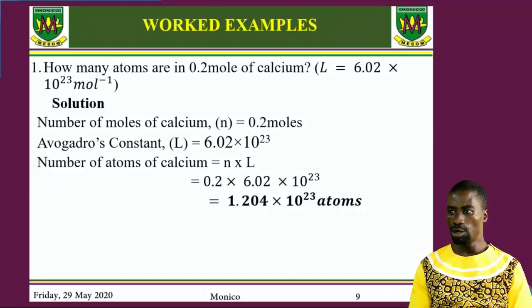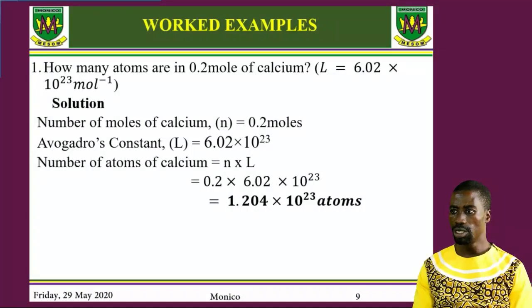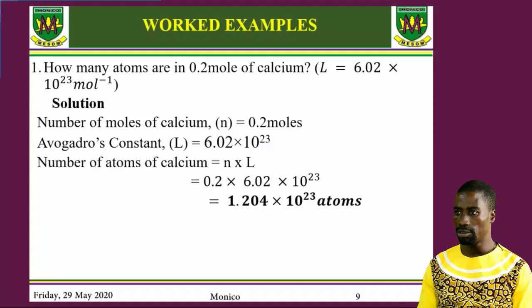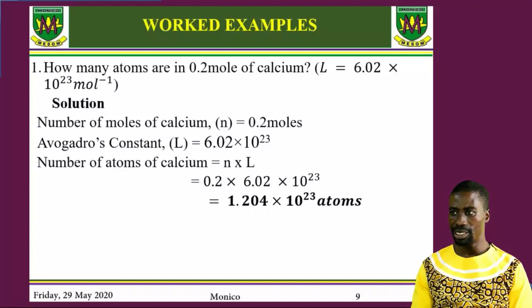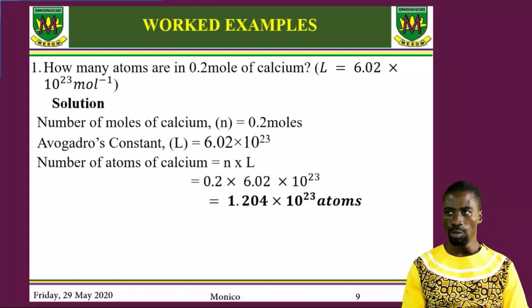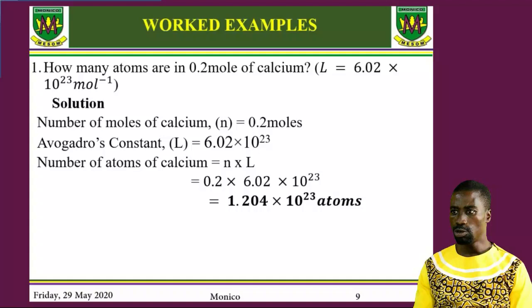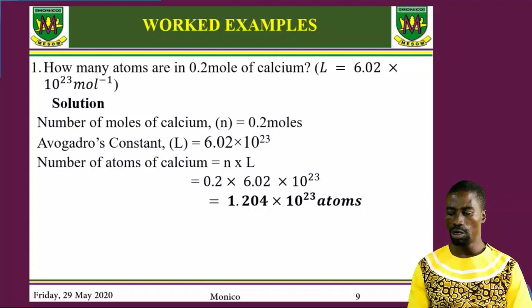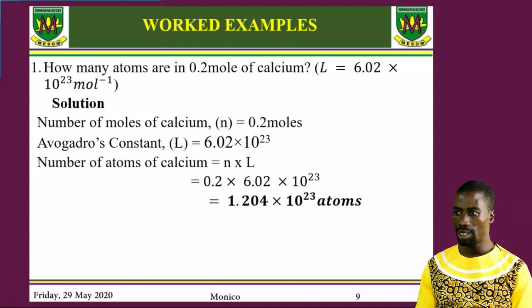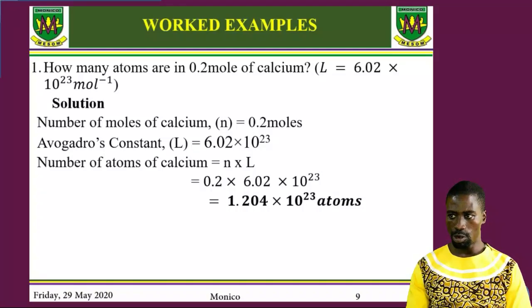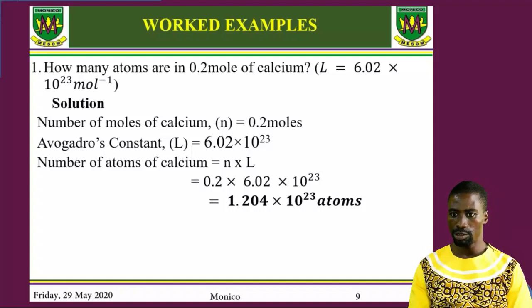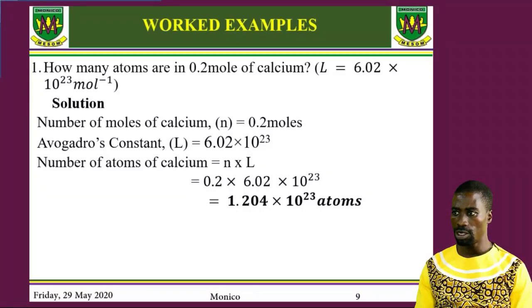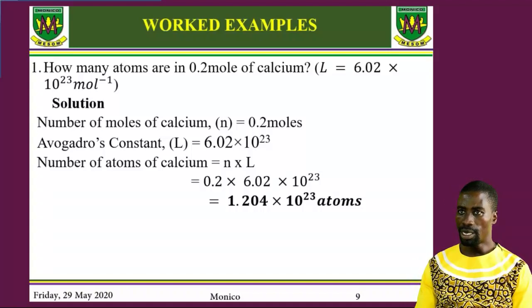Right. And so if your calculator is good, it should give you 1.204 times 10 to the power 23 atoms of calcium. What it means is that if I pick 0.2 moles of calcium, I am going to have 1.204 times 10 to the 23 atoms. So this is the number of atoms in 0.2 moles of calcium. I hope that is clear to you. If not, let's look at another one, then it will enhance your understanding.